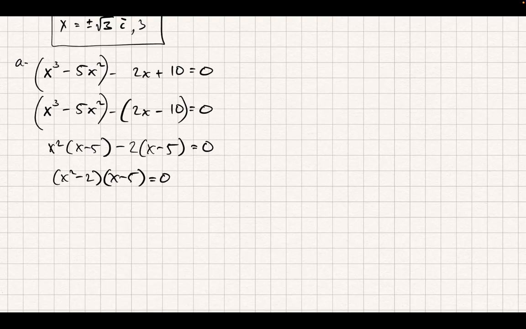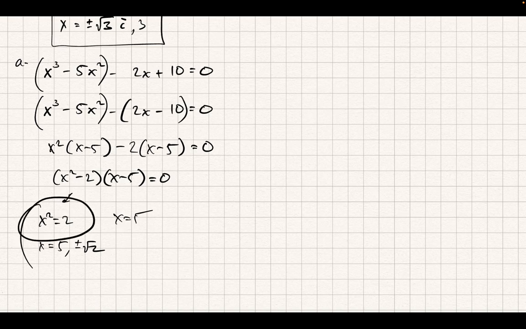And then x squared minus 2 equals 0, and x minus 5 equals 0. So x equals 5, and plus or minus square root of 2. Wait, I have a question. Every time you take the square root, it should be plus or minus when you're solving for x. Got it. Thank you.